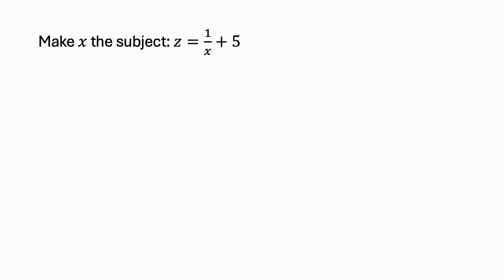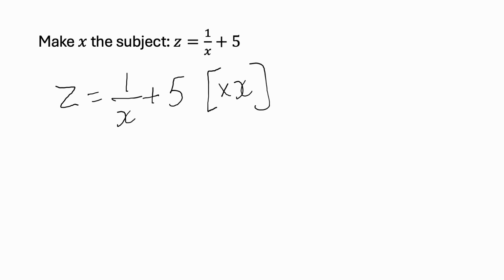So let's look at this one here. z is equal to 1 over x plus 5. First of all, we generally don't really like fractions, so we try to get rid of the fraction where possible. So we're going to times by the denominator, which is x.